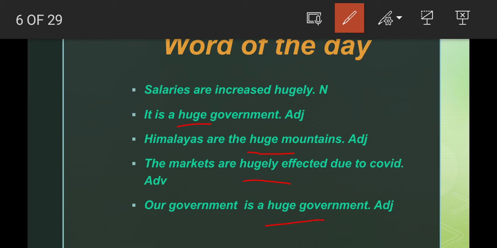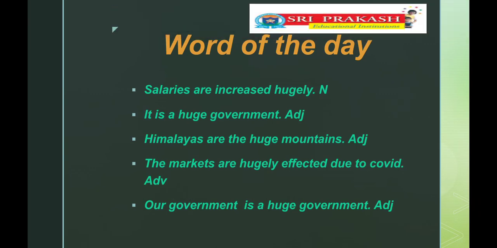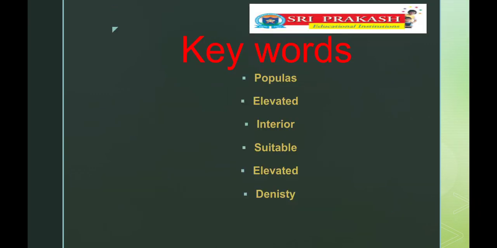Next, our government is a huge government. It is an adjective, children. So the word hugely is an adverb, and in the huge government, huge is used as an adjective. Okay, children, and then we go to the next slide. From this lesson, children, you will learn the following keywords: populous, elevated, interior, suitable, density.